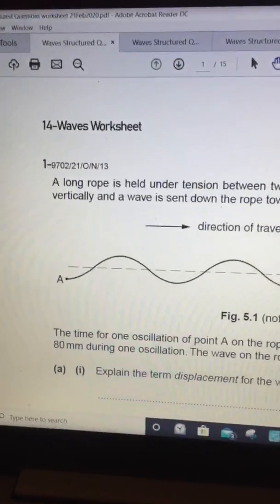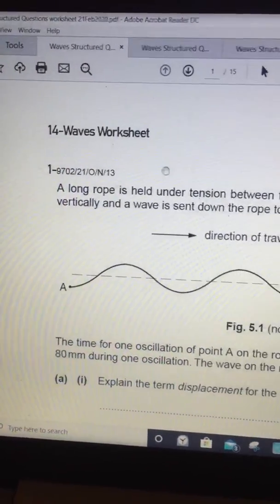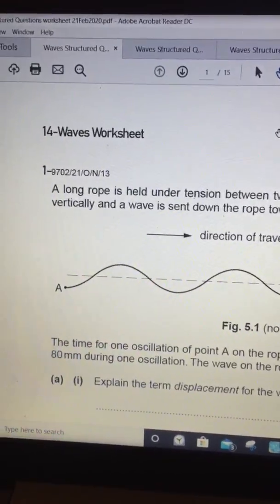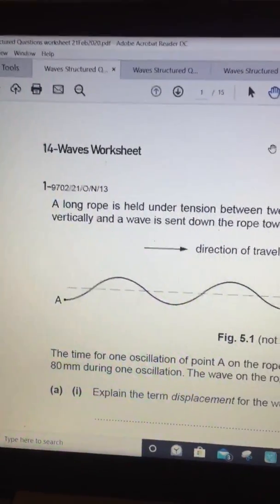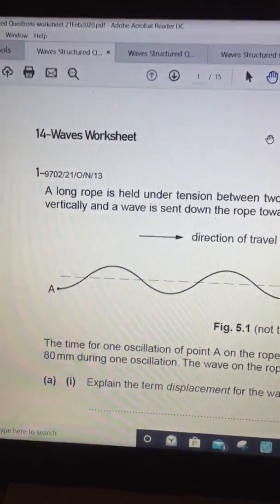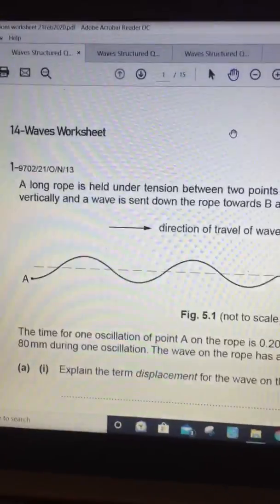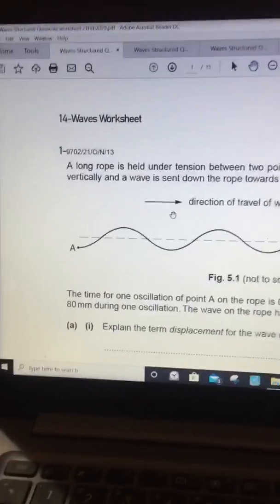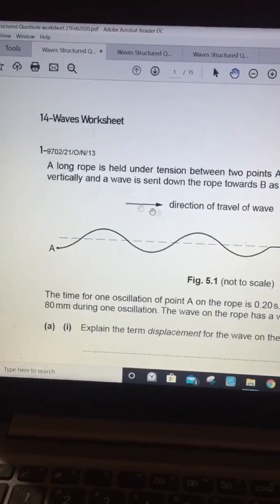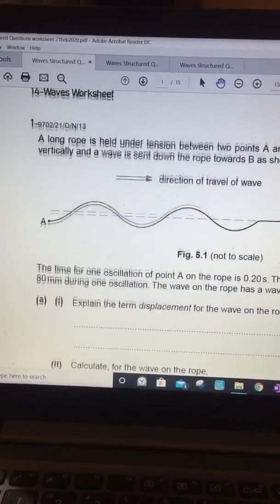Okay, we are trying to do the waves structured worksheet. I'm going to discuss the first question. If you haven't done it, or if you haven't at least read the question, please pause the video and go and read the question.